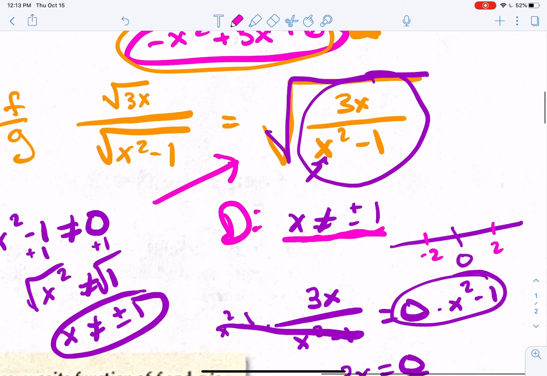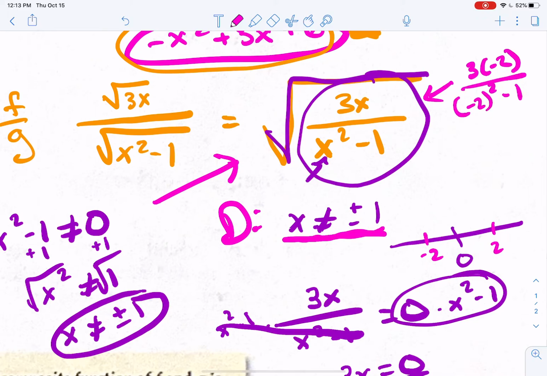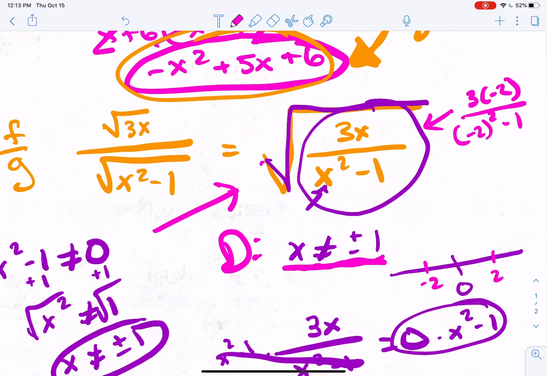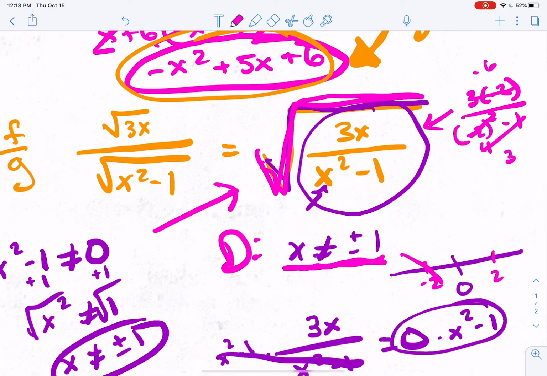So for -2, if I plug that into this equation, 3 times -2 over -2 squared minus 1. I don't want that to be a negative number because I cannot take the square root of negatives. So 3 times -2 is -6. -2 squared is 4, and 4 minus 1 is 3. So I have -6 divided by 3, which is -2. Not going to work. I cannot have -2 because when I plug it in, it ends up being negative.